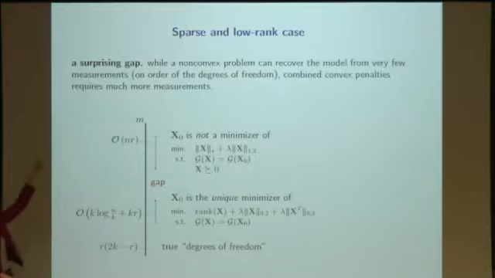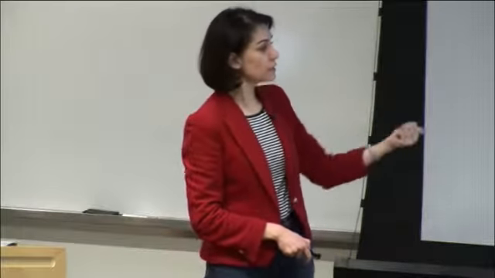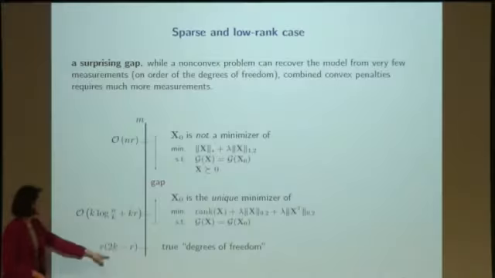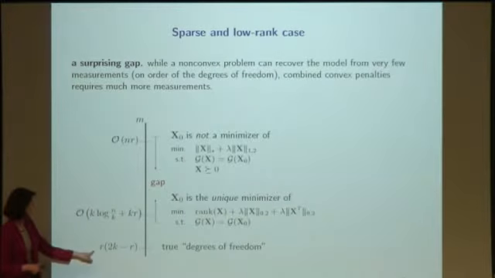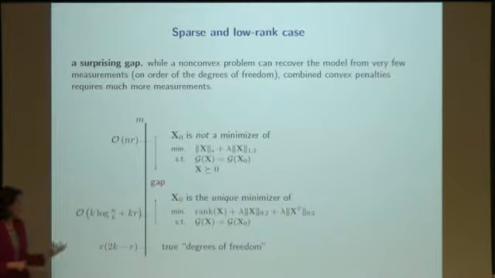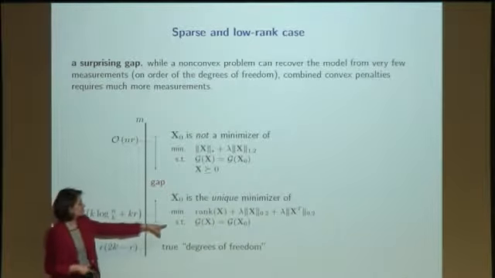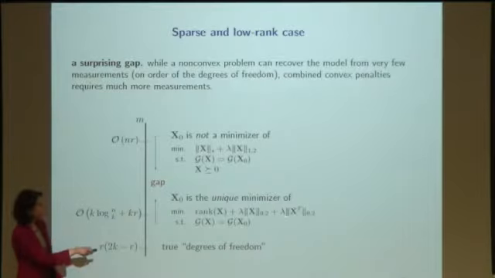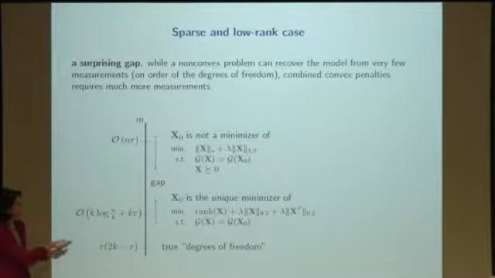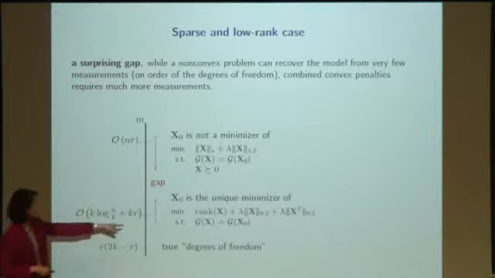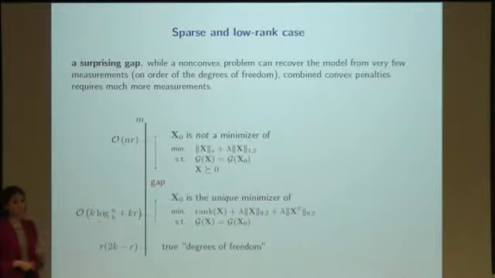So a matrix of size n by n, rank r, which is non-zero only on a k by k submatrix, has this many true degrees of freedom, true number of parameters to represent that matrix. If I solve the non-convex optimization problem like that, and here this means the number of non-zero columns, and this is the number of non-zero rows. I'm using the mixed norms to encourage the block structure, and this is rank. If we solve this problem, we need this many measurements to recover x naught.